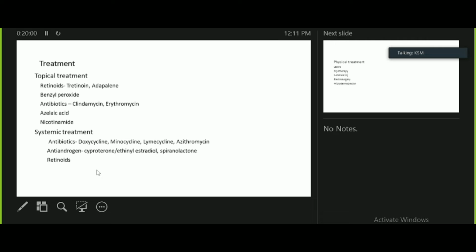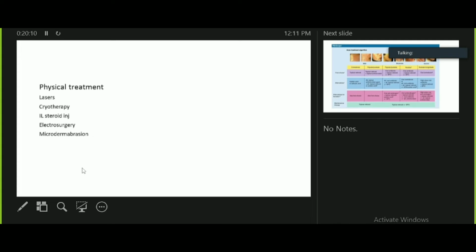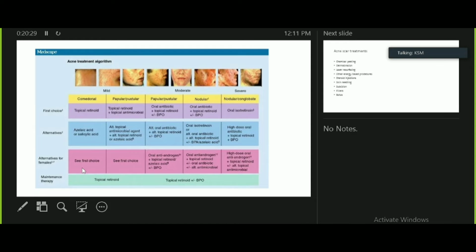Anti-androgens are used, cyproterone with ethinyl estradiol and spironolactone, and the last option is retinoid orally. Some physical treatments that help include laser, cryotherapy, and intralesional steroid injections in very few occasions. Also, electrosurgery is used to remove comedones. Microdermabrasion is also used. So, when to use what drug?